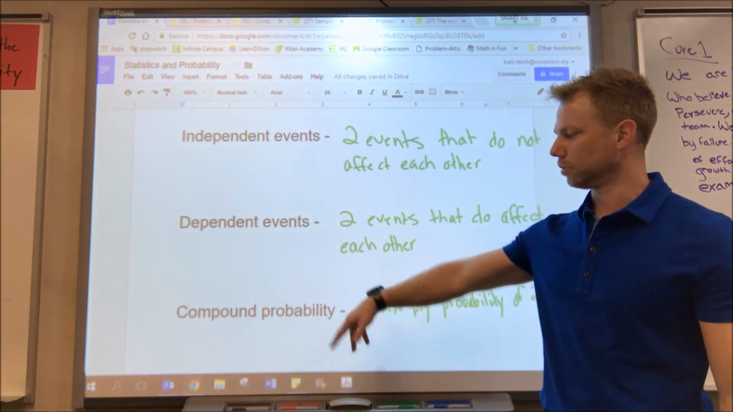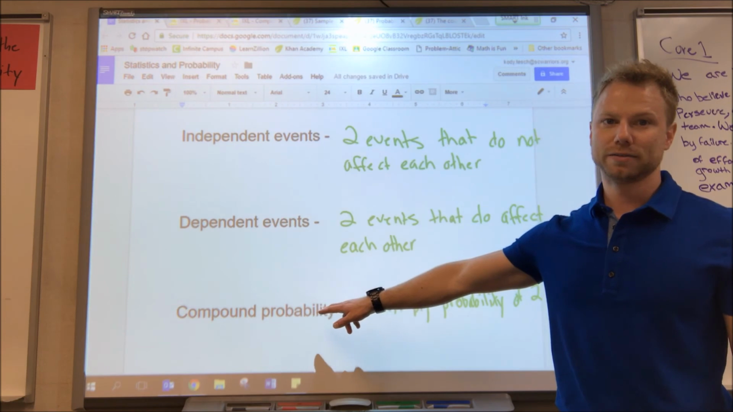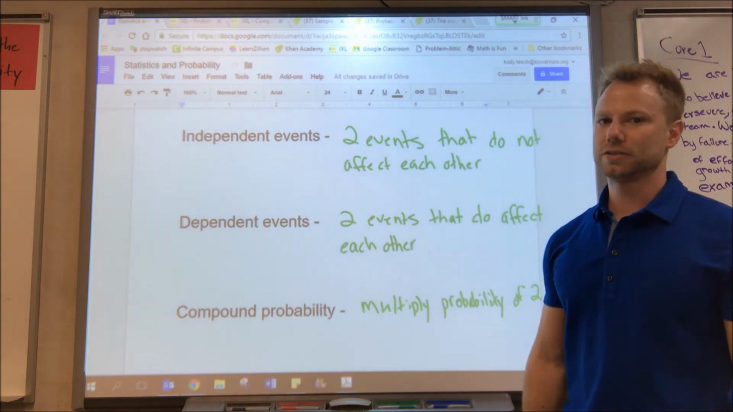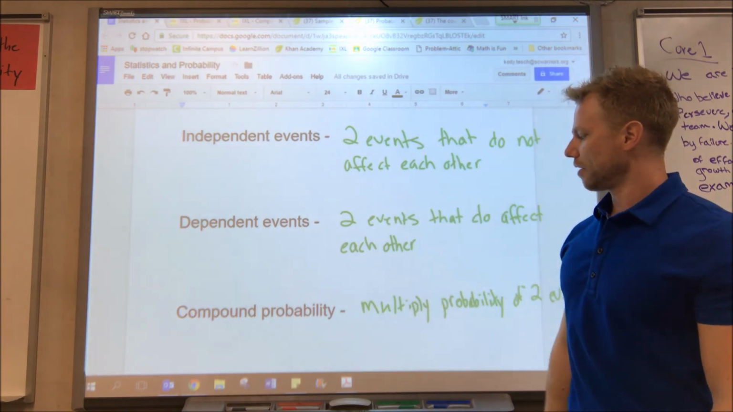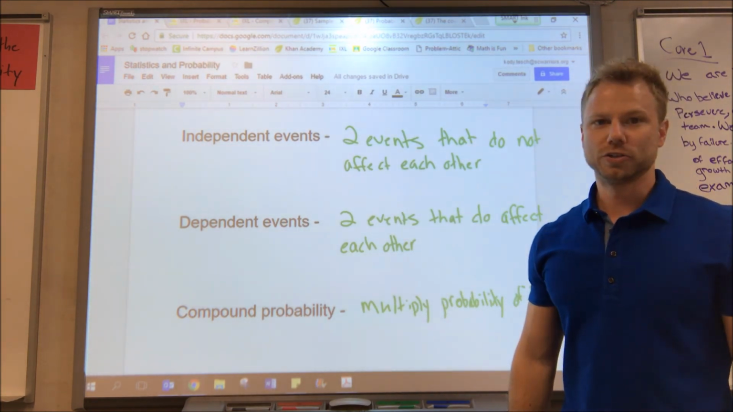Okay, you will have problems where you have to do that, where you have to multiply the probabilities together. Okay, those are the words we need to know for now. Let's go on to examples.